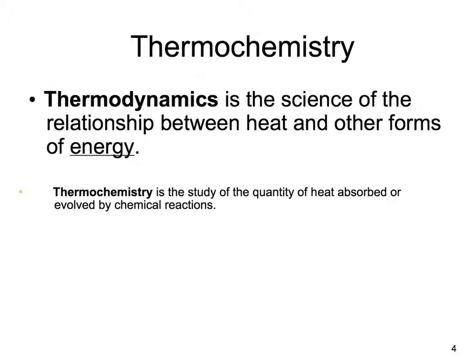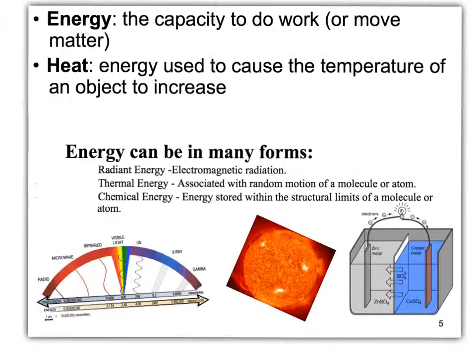Thermodynamics is the science of the relationship between heat and other forms of energy. Thermochemistry is a study of the quantity of heat absorbed or evolved, or released, by chemical reactions. In chemistry, we define energy as the capacity to do work or to move matter. We also define heat as energy used to cause the temperature of an object to increase.